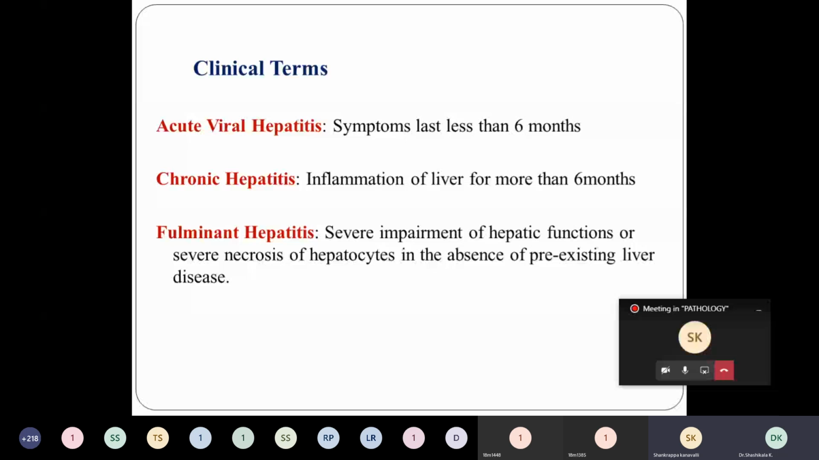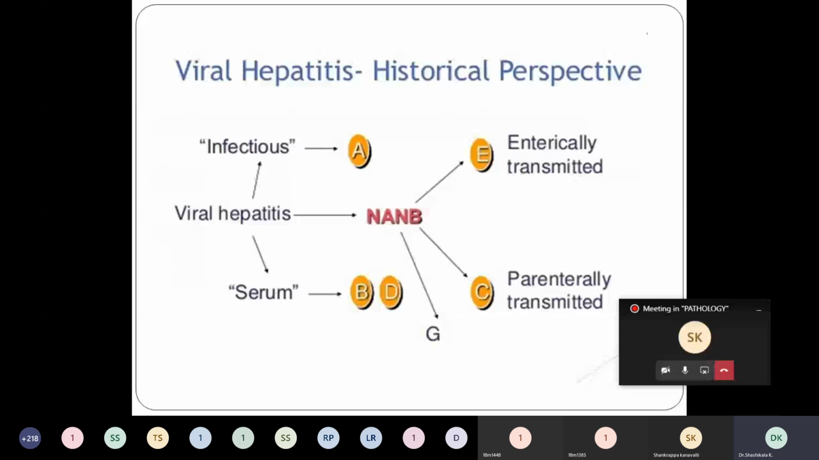Clinical terms you have to know: acute viral hepatitis means the symptoms last less than 6 months. Chronic hepatitis is inflammation which lasts for a minimum of 6 months or more. Fulminant hepatitis is severe impairment of hepatic function or severe necrosis of hepatocytes in the absence of any pre-existing liver disease. So this is the historical perspective, which shows how it can be infected or transmitted.